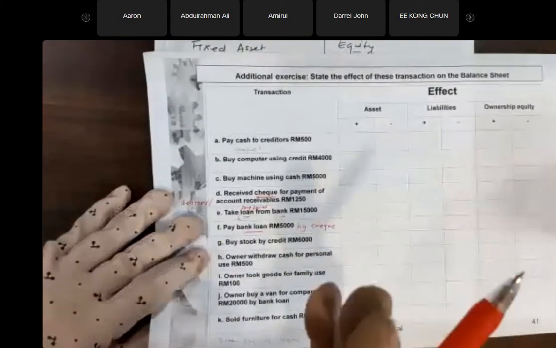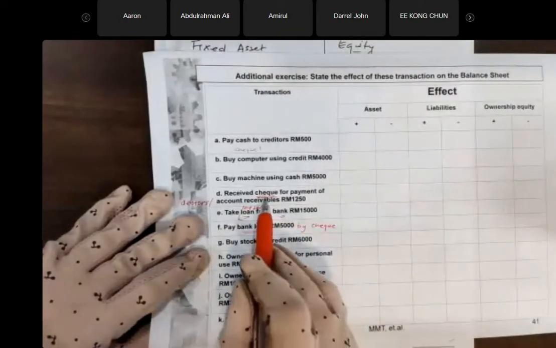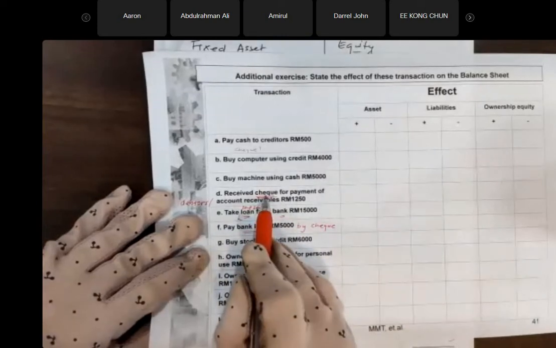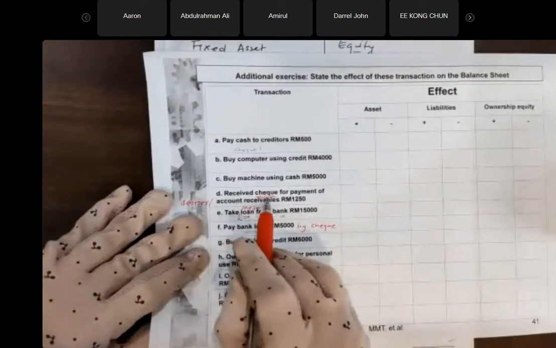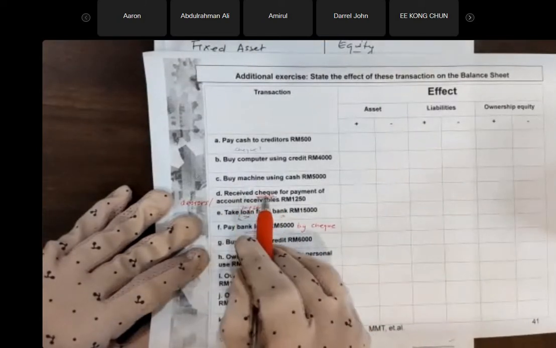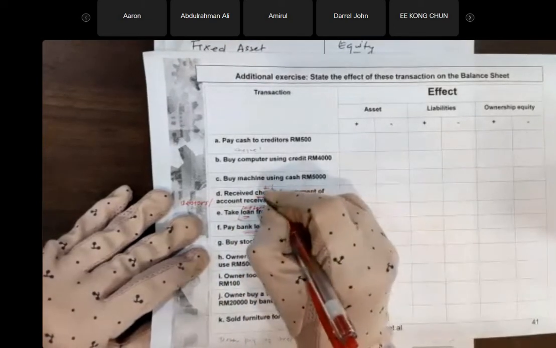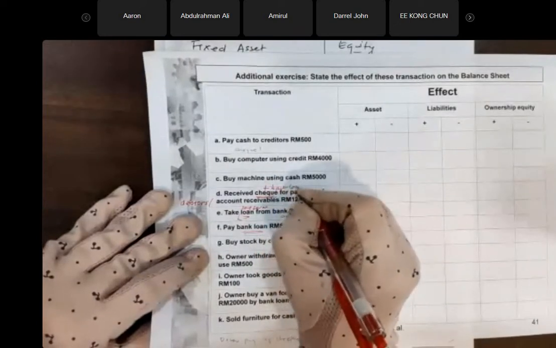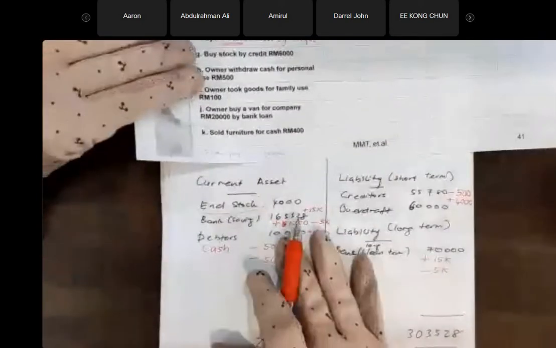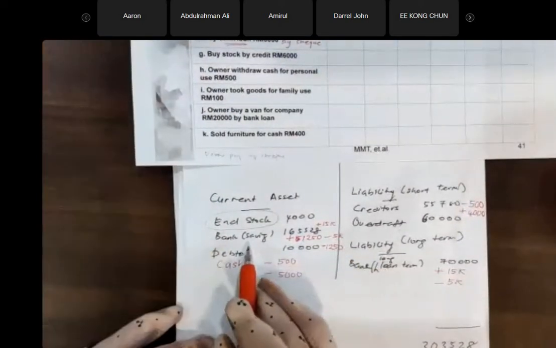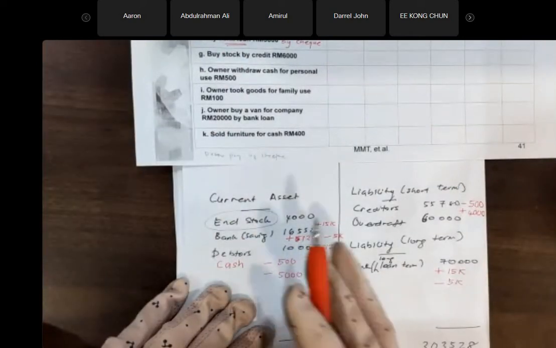So bila dia sama ada, you punya mind ni, you cash which one dulu? Selalunya macam saya, I will cash this word dulu. Receive check. So that means I plus in the bank. Bank ni maknanya asset lah. Bank asset of account receivable. Okay, sekarang ni I go to this part. Asset dekat sini. Check. Yang ni dah tambah 1,250.